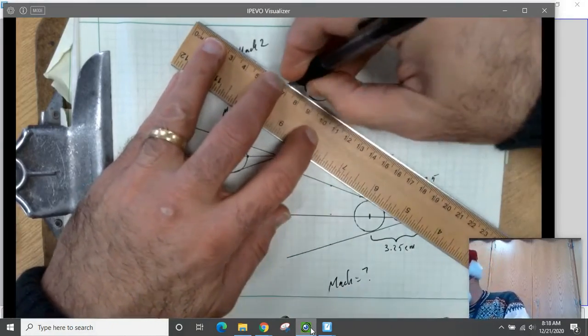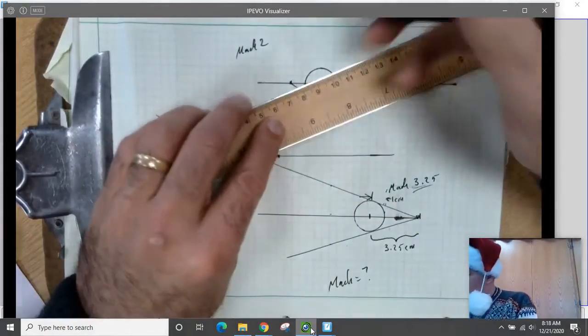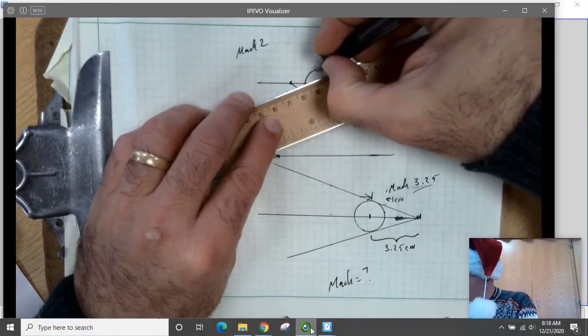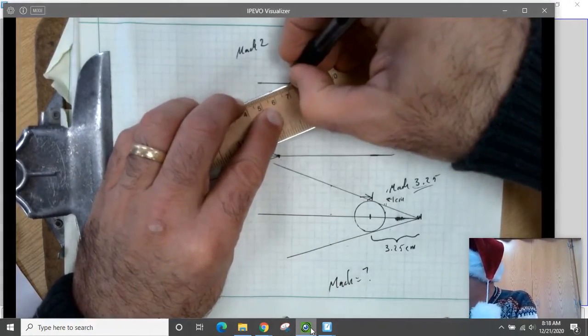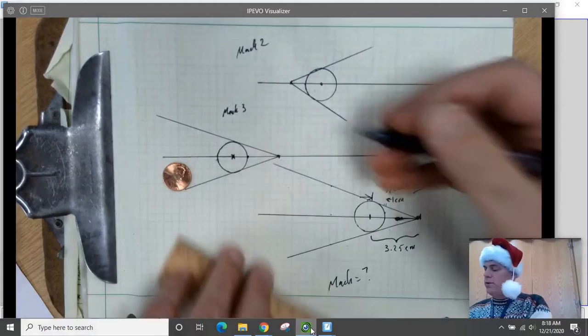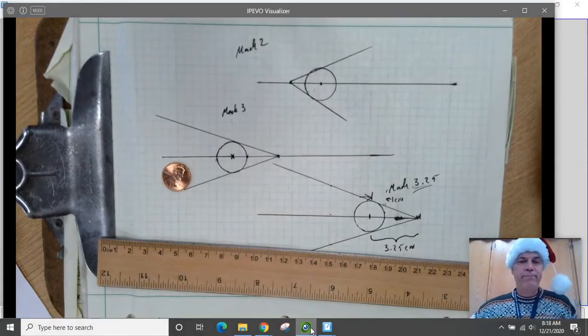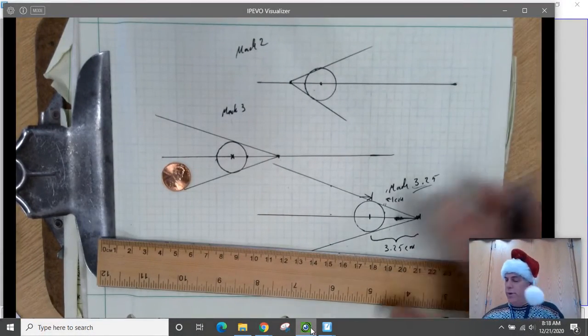So that's where the nose of the plane is. And then we will draw our lines to the edge of the circle. Fairly close. And that's it. That's a Mach 2 diagram. That's all there is to it.